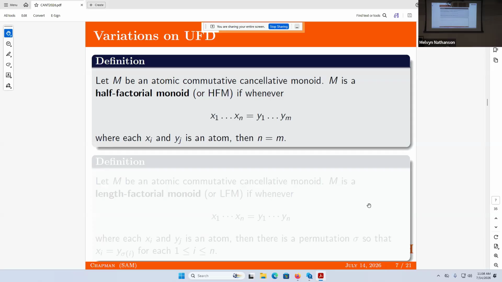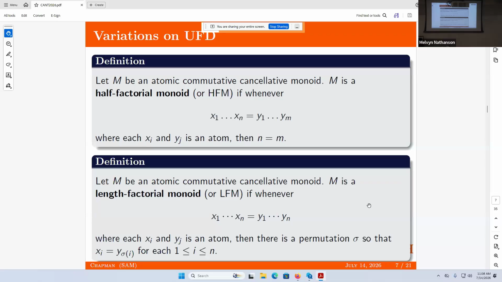An atomic commutative cancellative monoid is called half factorial if whenever you have two different factorizations, where the x_i's and the y_j's are irreducible, then the number of factors is the same. So essentially, from the previous definition, number 1, not number 2. The lengths are going to be the same. And I'll come back to that in a second.